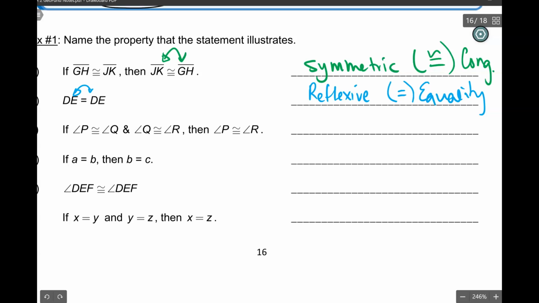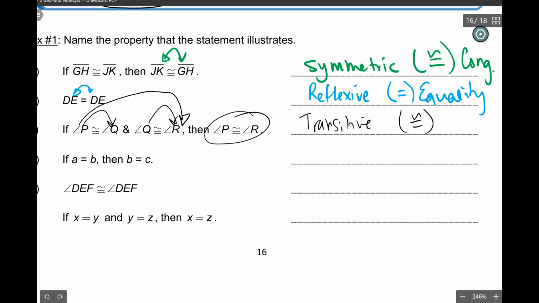All right. If angle P is congruent to angle Q and Q is congruent to R, skip the middleman and say P is congruent to R. So this is the transitive property, and this is of congruence. We have a bunch of congruent symbols. That's how you know it's congruent. If AB equals BA, well, it seems to me like we just swapped those two. So this is the symmetric property. And so this is the symmetric of equality because there's an equal sign.